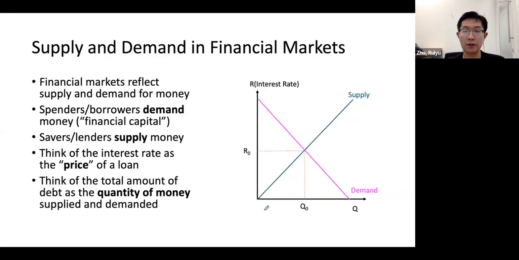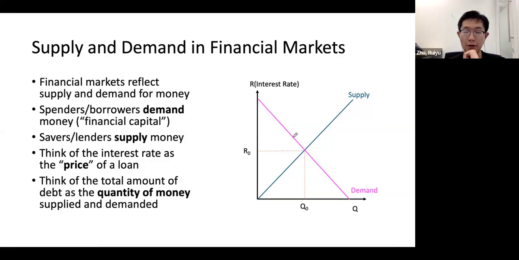So we can consider the financial market as the supply and demand for money. So the spenders or borrowers, they demand money, right? And the savers or lenders, they supply money. So you can think of the interest rate as the price of the loan, right? So for the supply curve, we have upward sloping, because if the interest rate gets higher, there will be more people willing to lend money out. So that there will be higher supply. So we have an upward sloping supply curve, right?